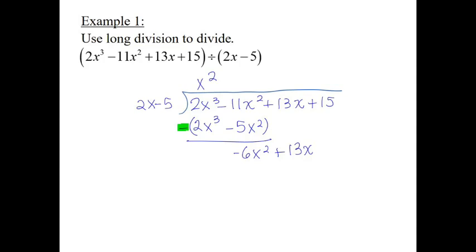Then again, look at the 2x. What times 2x will give me 6x squared? That would be minus 3x. You have minus 6x squared minus 15x. Change the sign all the way across. So you end up with plus 6x squared and minus 15x.